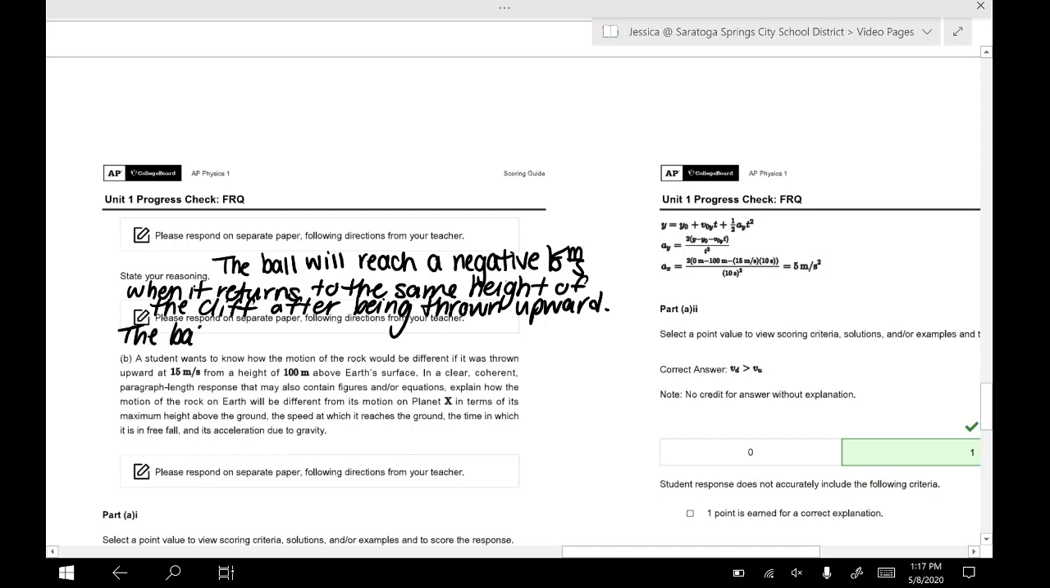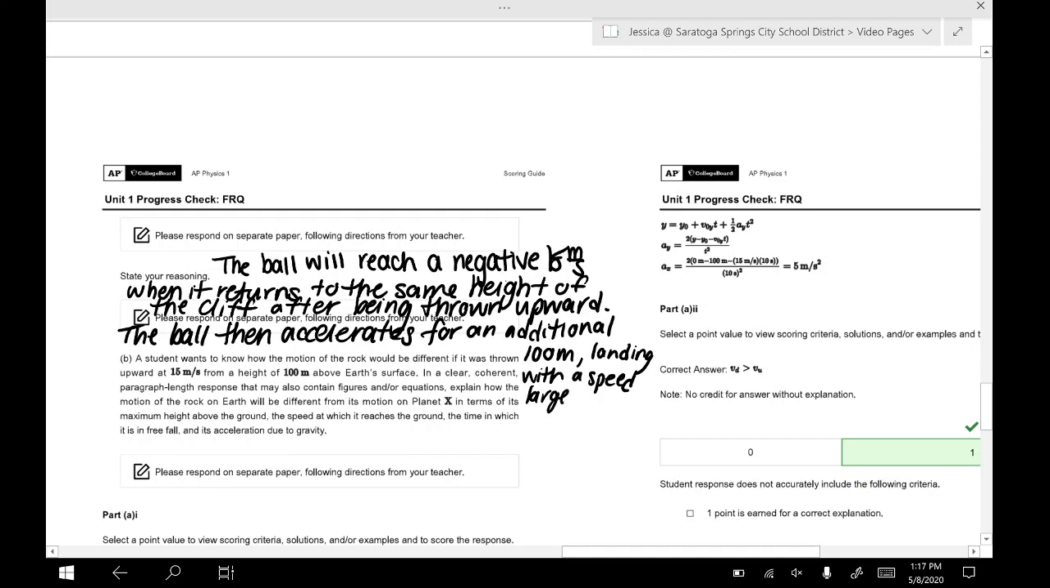The ball then accelerates for an additional 100 meters, landing with a speed larger than 15 meters a second.